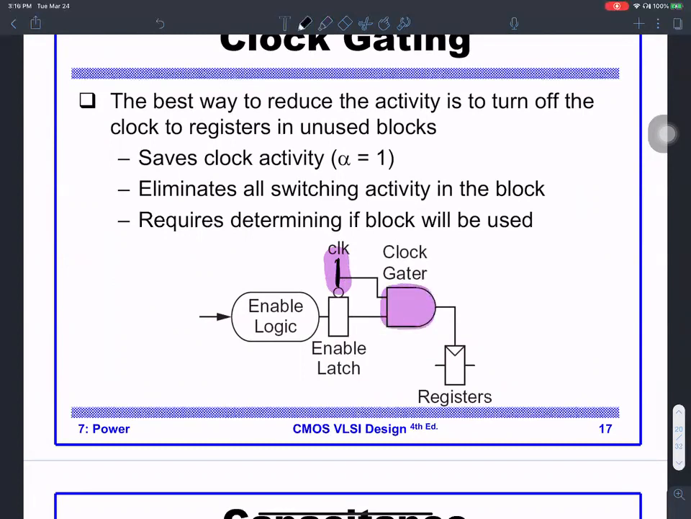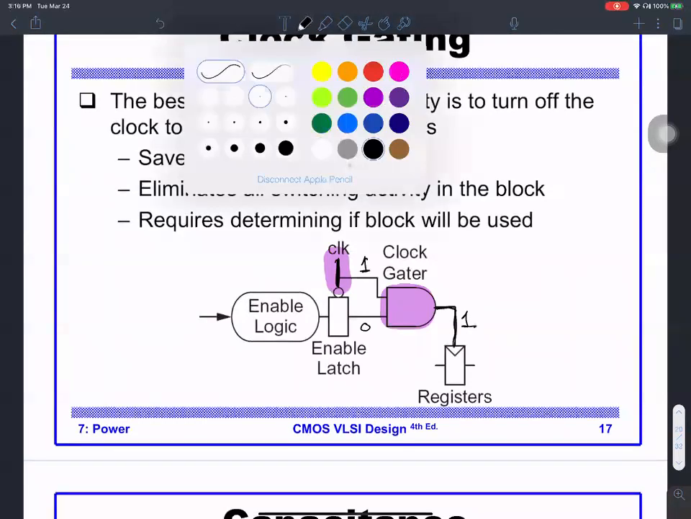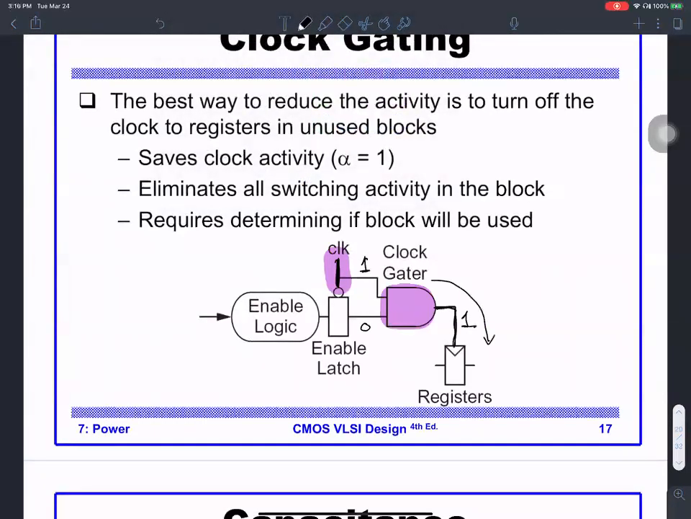Only if the output of this logic is 1, the clock value is going to be passed on to this. If the second input of the AND gate is 0, then the clock is not passed along to this register. This register does not see the clock changing up and down, so it is not changing its output because there is no rising edge of the clock.